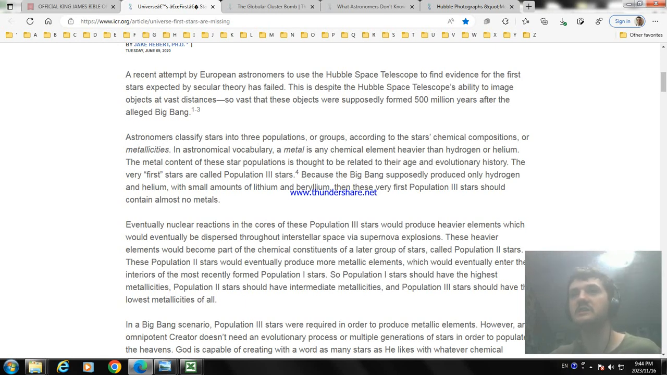Astronomers classify stars into 3 populations or groups according to these stars' compositions or metallicities. In astronomical vocabulary, a metal is any chemical element heavier than hydrogen or helium. The metal content of these star populations is thought to be related to their age or evolutionary history. The very first stars are called Population 3 stars. Because the Big Bang supposedly produced only hydrogen and helium, as well as lithium and beryllium, these first population stars should have contained almost no metals.